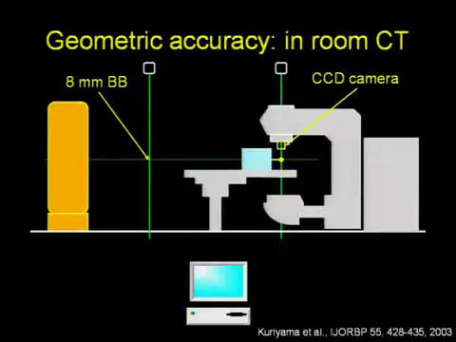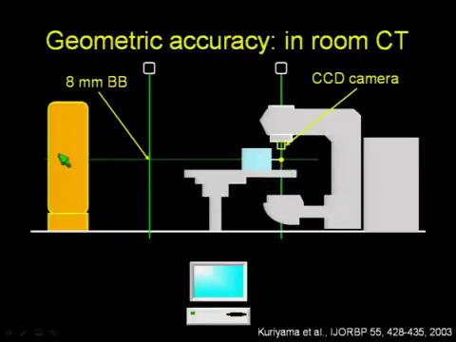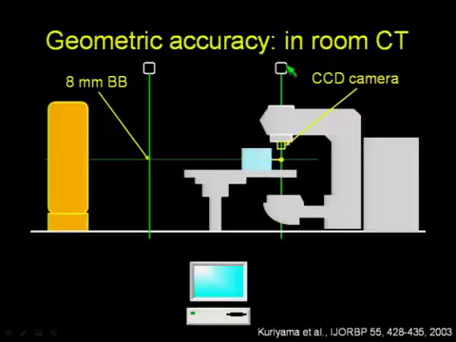For the in-room CT, in-room CT consists of a stationary gantry, accelerator gantry, where the table is set up such that it can be positioned so that it shares the isocenter of the CT reconstruction using markers, laser markers.